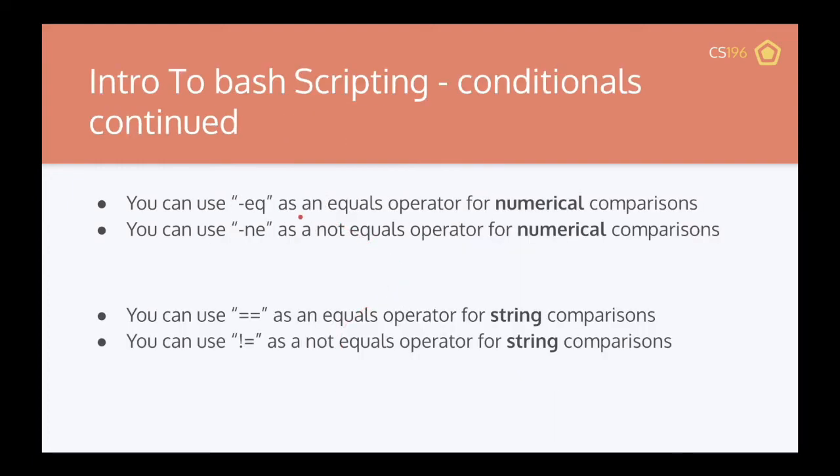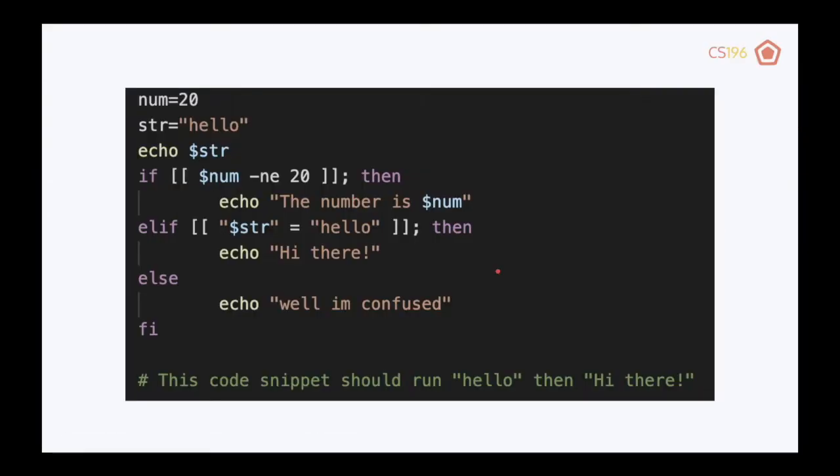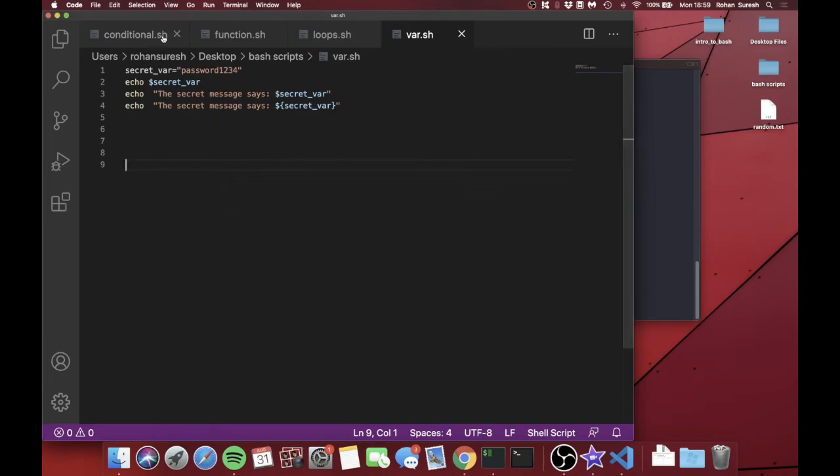You can use -eq as an equals operator for numerical comparison. So you could say 5 -eq 5, and that will return true, or 5 -eq 6 would return false. You can use -ne as a not equals operator for numerical comparisons. You can use = as an equals operator for string comparisons, and you can use != as a not equals operator for string comparisons. Take a look at this code snippet here. You can pause and take a look at it. We're also going to look at it over here.